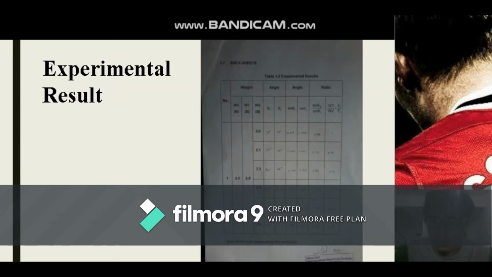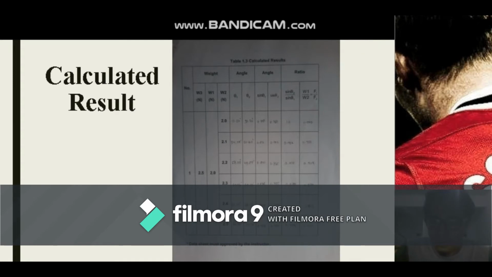This is the result for the experimental. And lastly, this is the result for the calculated.